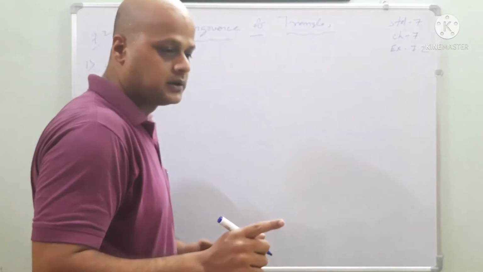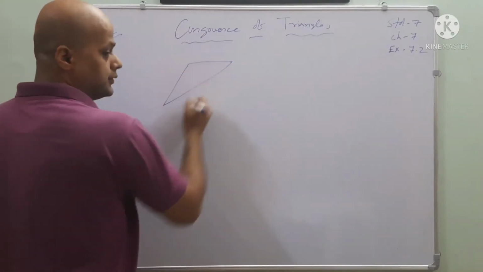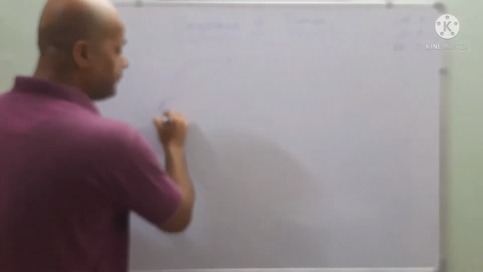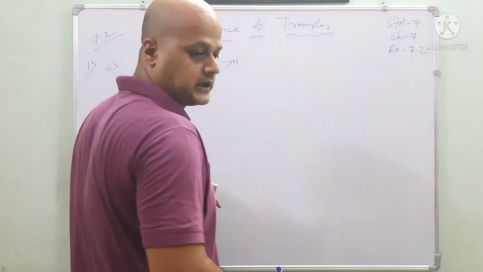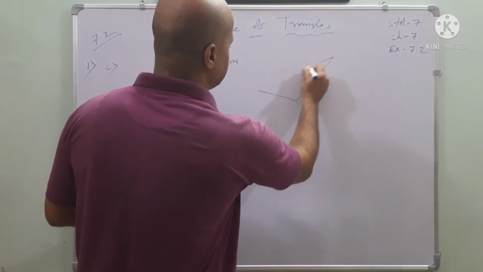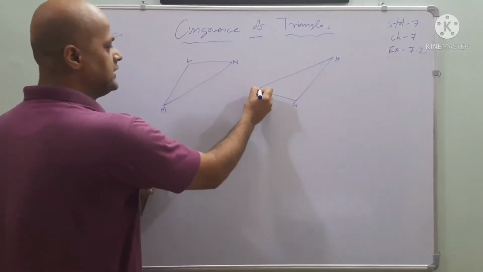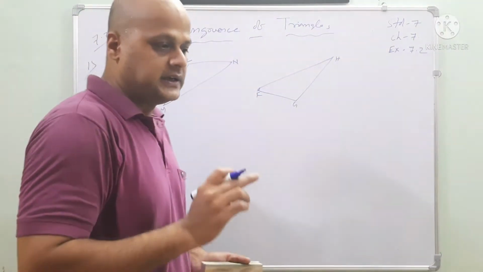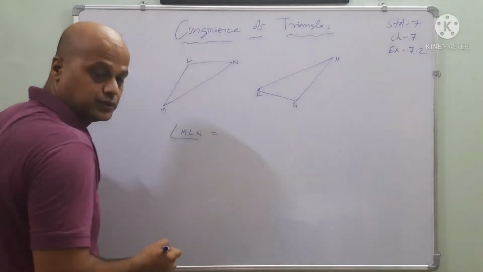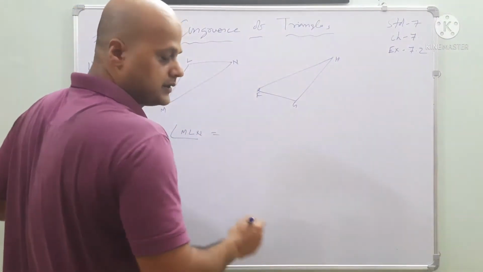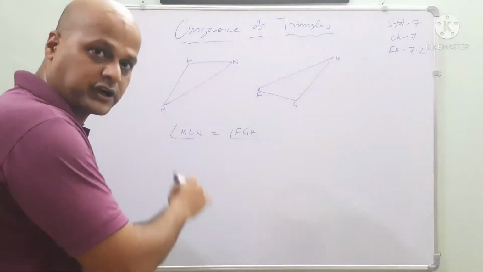MLN and FGH. Here two triangles are given. So what statements are given? Okay, first check it. It is given angle MLN is equal to FGH. First write the statement for whatever is given.